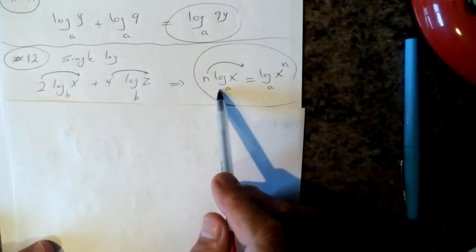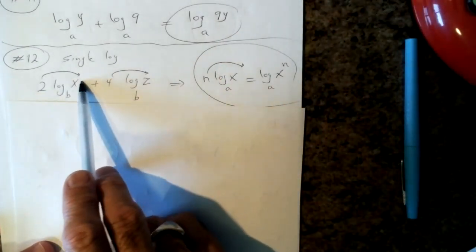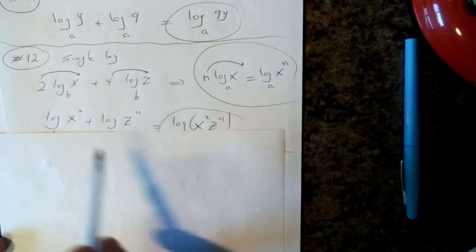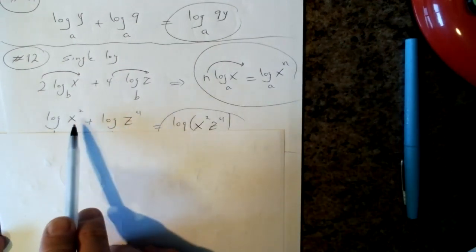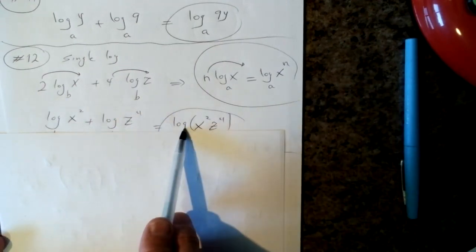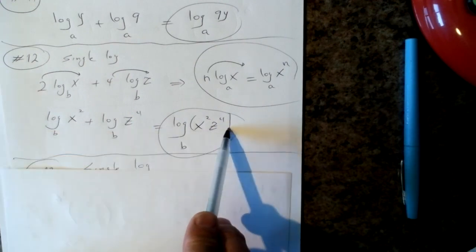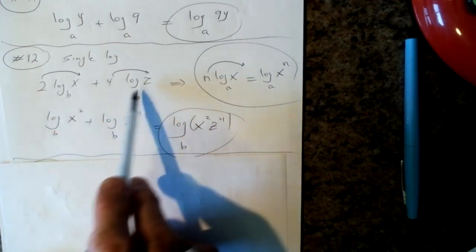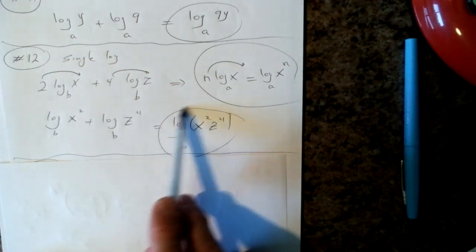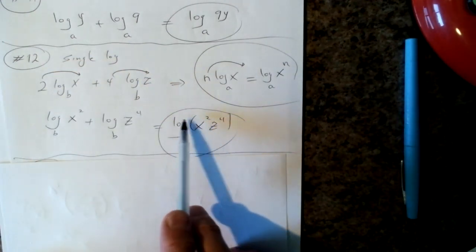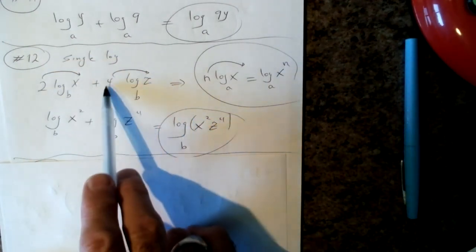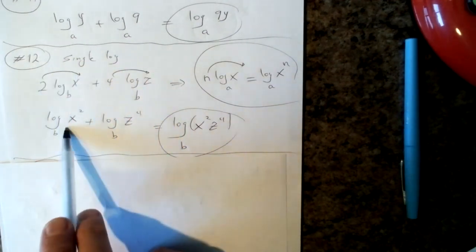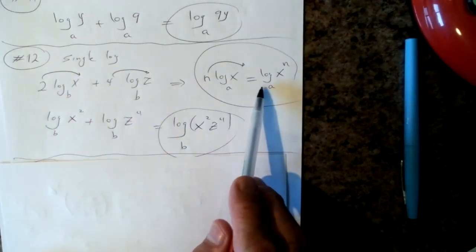So here, I write a formula here. I'll bring the 2 here and 4 here. Then log of summation is log of multiplications. See, you go from 2 logs to 1 log. But in order to use the formula, you have to bring all the coefficients and make them a power according to this formula.